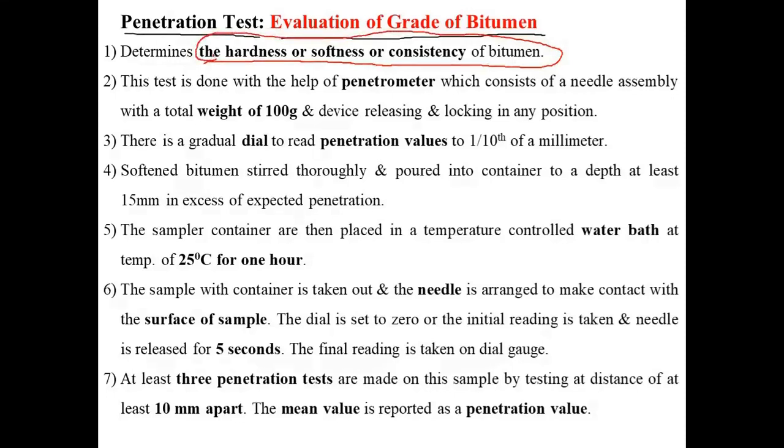And to measure the penetration value, we'll need the penetrometer. And this penetrometer consists of the needle assembly. And this needle assembly has the weight, how much? 100 gram. And because of 100 gram, it will penetrate into the bitumen sample, right? Now if that needle with weight 100 gram is penetrating into the bitumen sample, who will measure that penetration? To measure that, there is a particular part of the penetrometer that is called dial. Now this dial gauge will measure the penetration of needle into the bitumen sample.